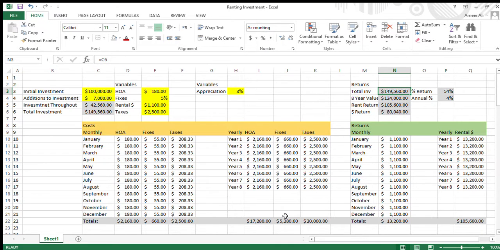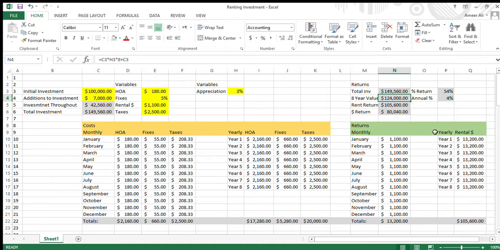The returns, the total investment: what the total investment does is it takes a look at your initial investment, your additions, and your investments throughout. And your investments throughout are your homeowner association, your fixes, and your taxes. And so you have $149,000 over the 8 years that you invested in this. The 8-year value of the house is taking a look at your appreciation over a period of time. It's a very basic appreciation model. It's not a complex appreciation model.